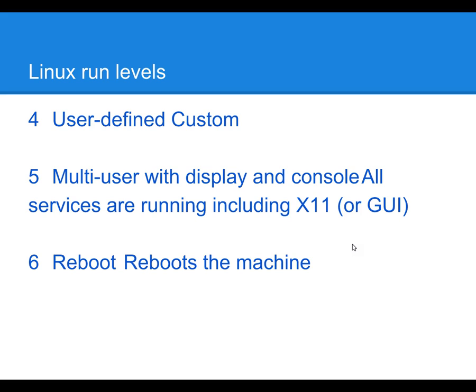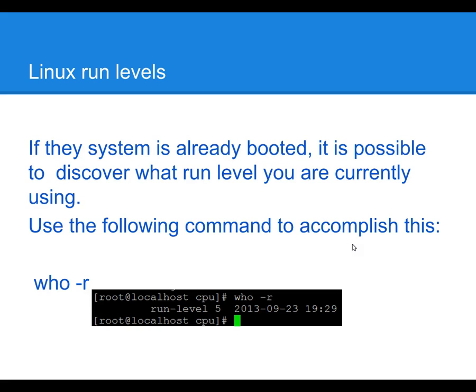Run level 5 is pretty much what you would expect your machine to be in if you don't have any problems. It's multi-user mode, and you also have networking as well as the graphical user interface. And run level 6 is a reboot. If you want to figure out what run level you're in, you basically just type who -r, and you will be able to see. As you can see, my machine is currently in run level 5.